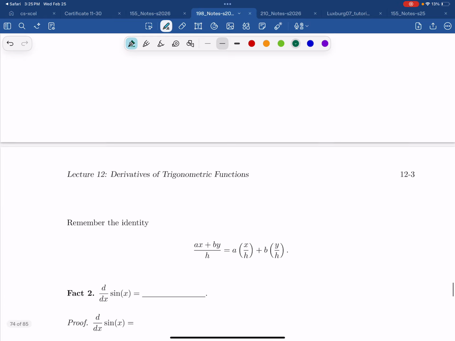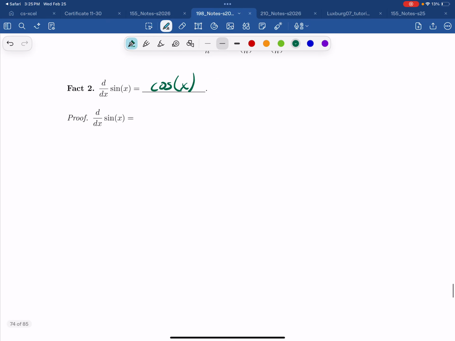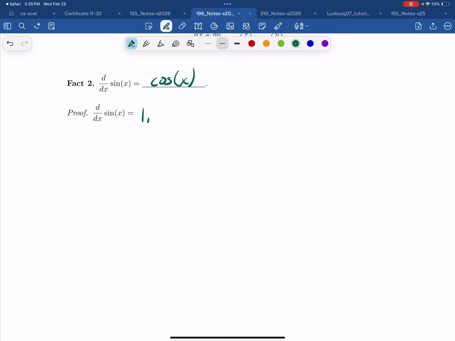Now, we're going to use this to prove the identity that the derivative of sine of x is the very, very nice cosine of x. What a beautiful relationship between sine and cosine of x. This derivation's a little bit long, but it's still doable. So we're going to start off with the limit definition of the derivative: limit as h approaches 0 of sine of x plus h minus sine of x, all over h.